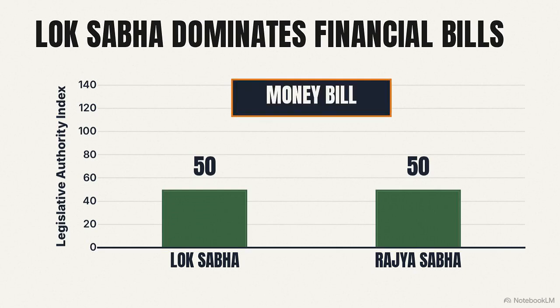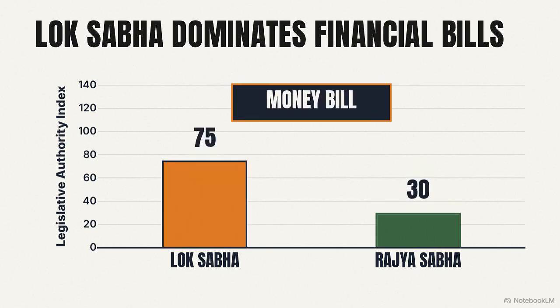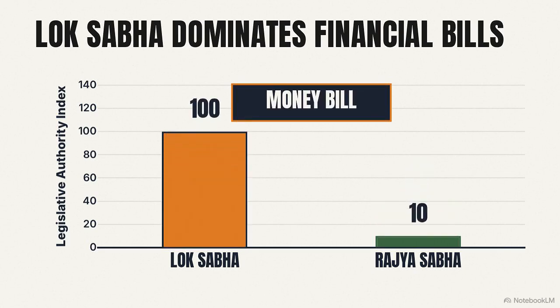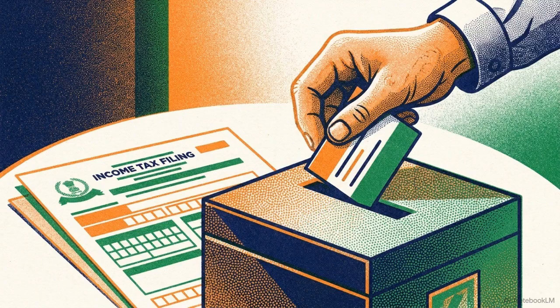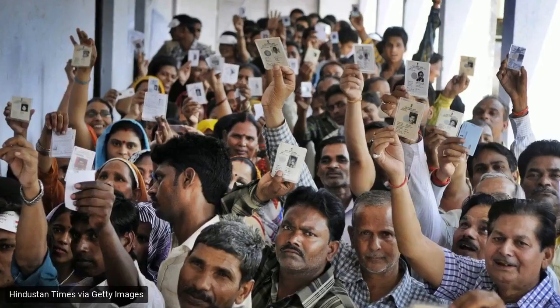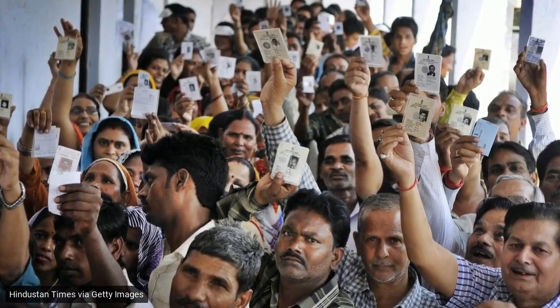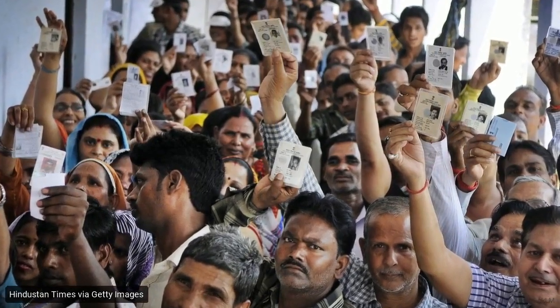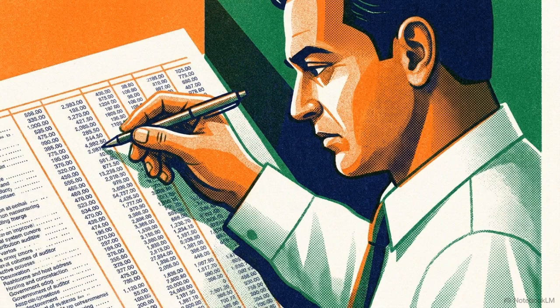When it comes to taxation and spending, the balance of power tips heavily to the Lok Sabha. Because they are directly elected by the taxpayers, the Lok Sabha has supreme authority over money. The Rajya Sabha can suggest changes, but they cannot block a money bill from passing. By vesting final financial control within the House directly elected by the public, the system ensures that state spending remains under the absolute supervision of the taxpayers.